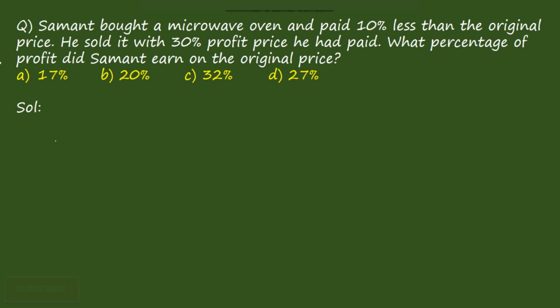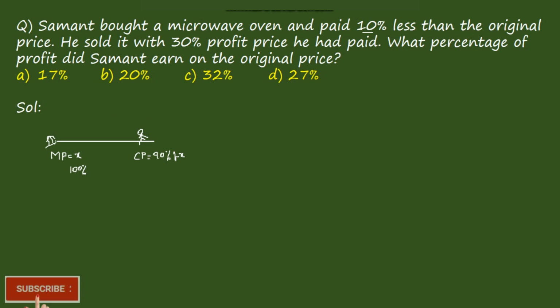First, to understand the question: Samant bought a microwave oven and paid 10% less than the original price. Consider a straight line here, and there is a company that provides an original price, say the market price, which is equal to x. It is 100 percent. And he would be paying 10% less, so his cost price becomes 100 minus 10, which is 90 percent of x.